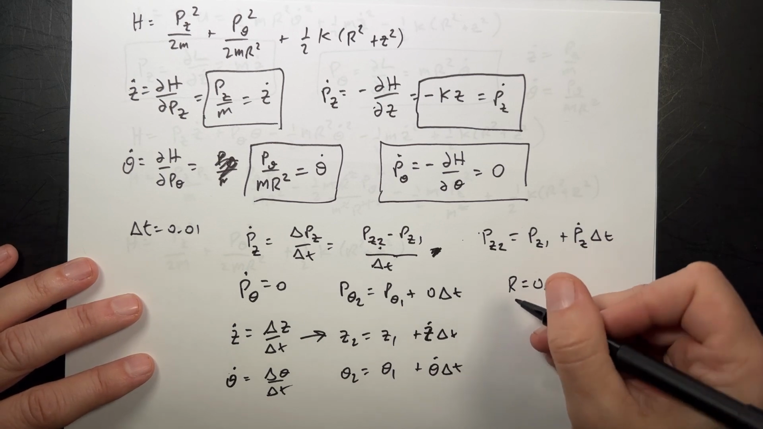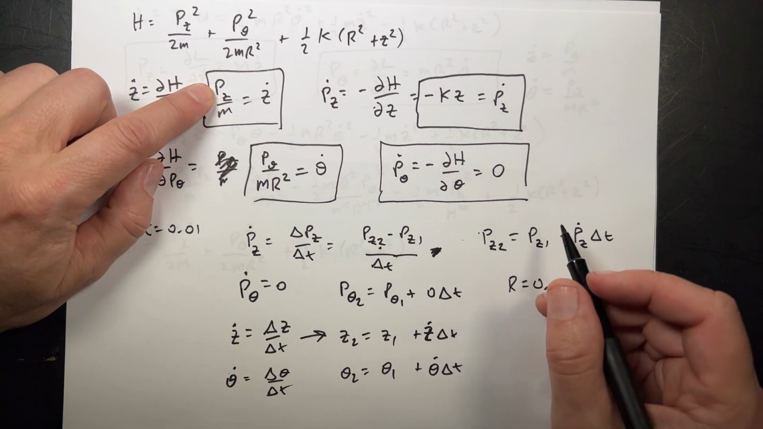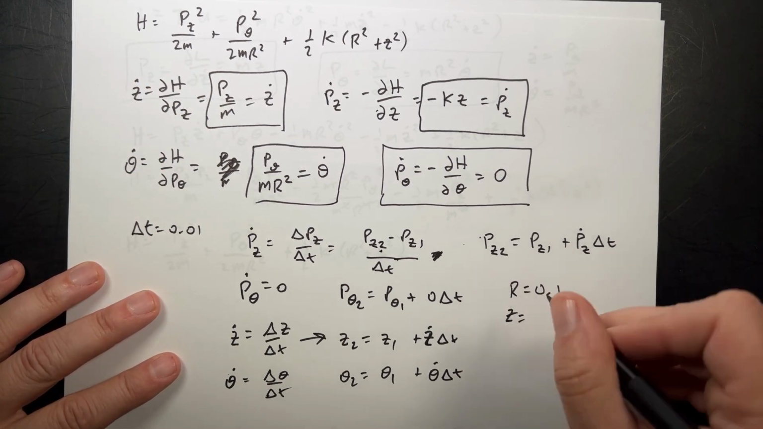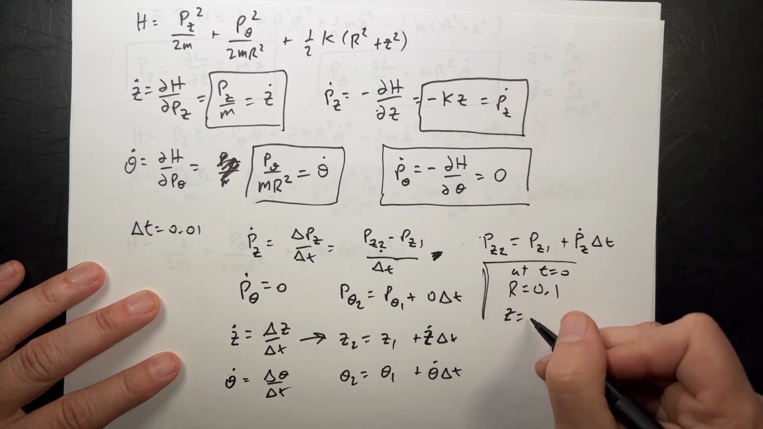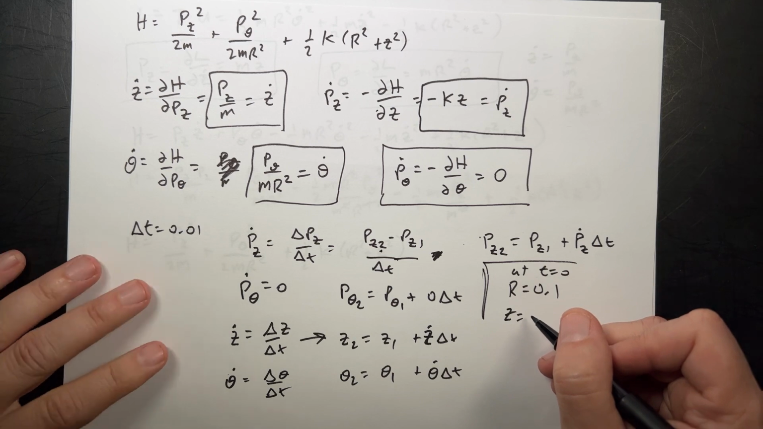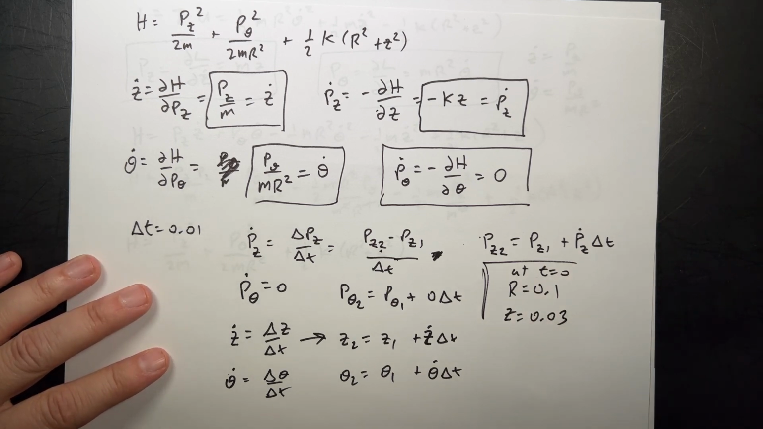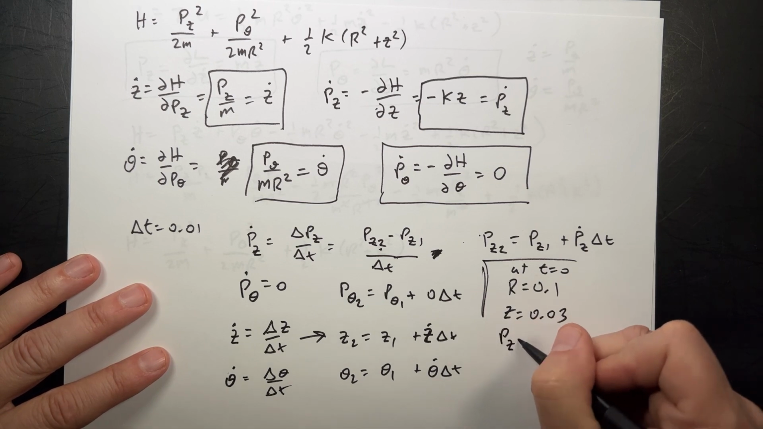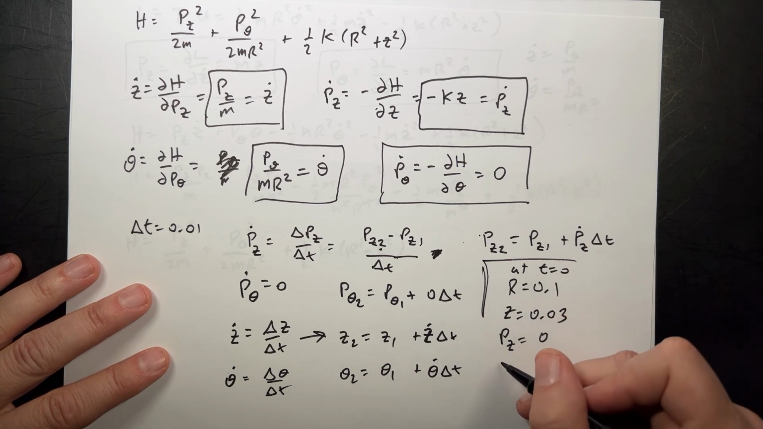Now I need initial values for z. So let's say z equals the initial value for z. This is all at t equals 0. Z equals 0.03. I just picked that. Pz equals 0. Okay, it's not moving up or down.